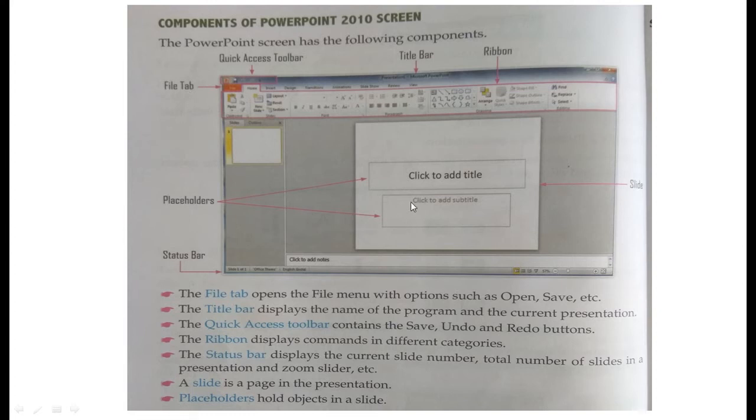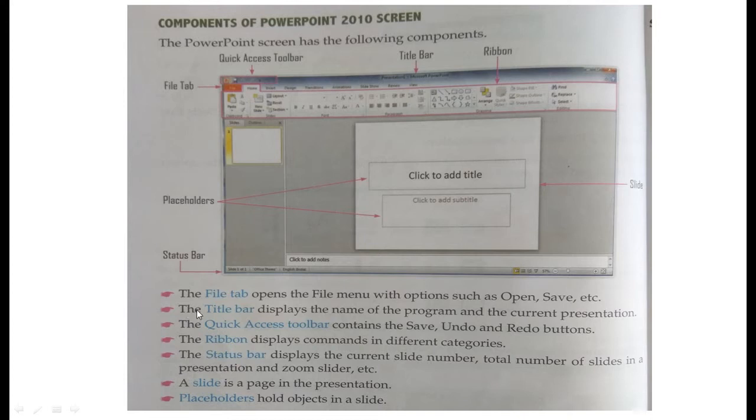In this slide you can see two dotted boxes; these are called placeholders. At the bottom of the window you can see the status bar. Fine. Let's review these options. The file tab opens the file menu with options such as open, save, etc. In the file tab, the open, save and close options are there.